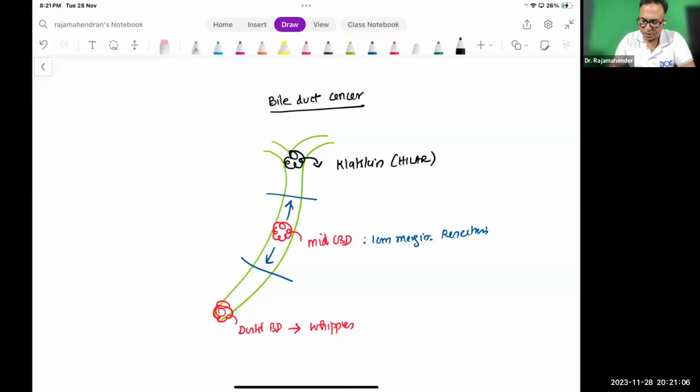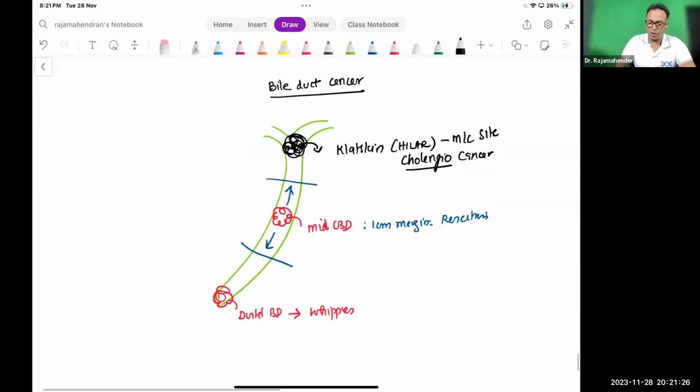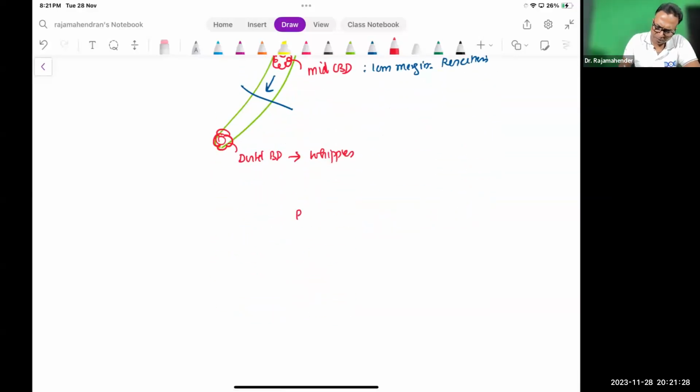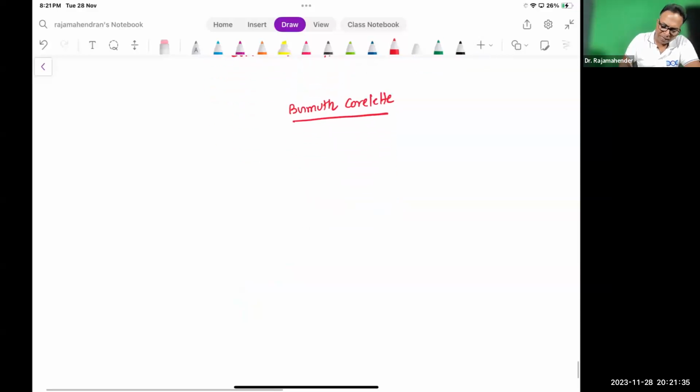The worst thing is this is the most common site of bile duct cancer. In the bile duct, where is the cancer common? It is common in the hilum. Klatskin tumor is common. So hilar cholangiocarcinoma. This is called hilar cholangio, meaning bile duct cancer. So now there is a classification of hilar cholangiocarcinoma known as Bismuth-Corlette classification. Bismuth-Corlette is a classification of bile duct cancer. It is a repeated PG entrance exam question.